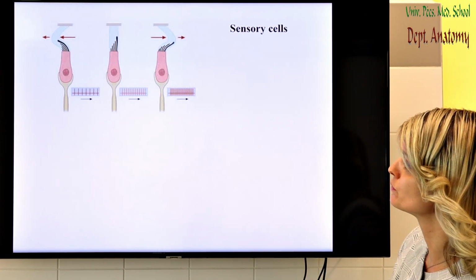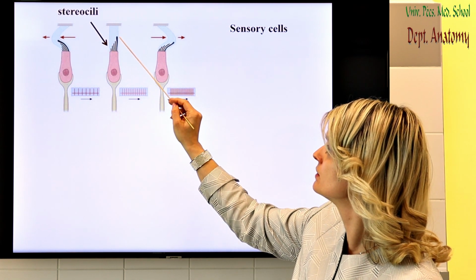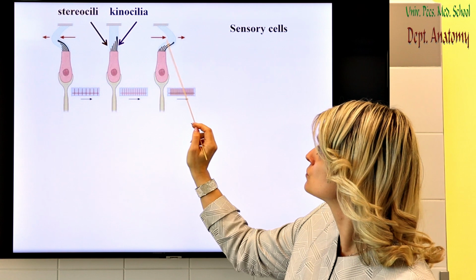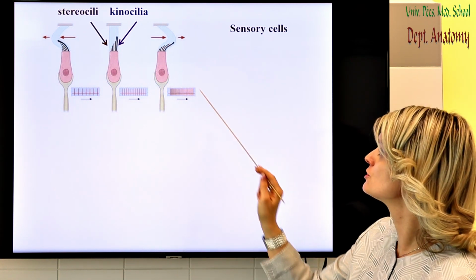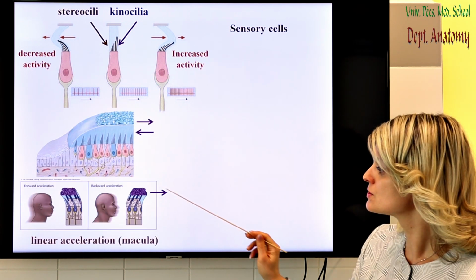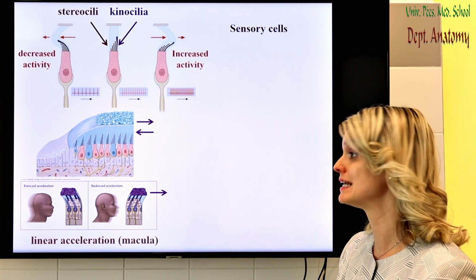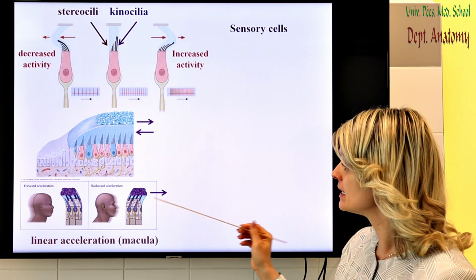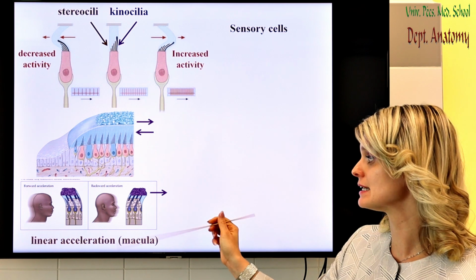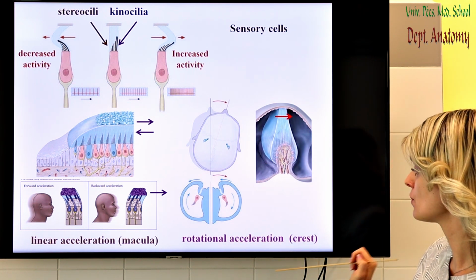Let's see the activation of the cells. So the stereocilia are located here. Here we have one kinocilium there on the top. And if they go close to each other or towards each other, this will be the activation. It means the activation of the cells. So when we are traveling with a car and we do longitudinal or linear acceleration, in this case, this jelly-like material with the otolithic crystals will move and will activate the cells.